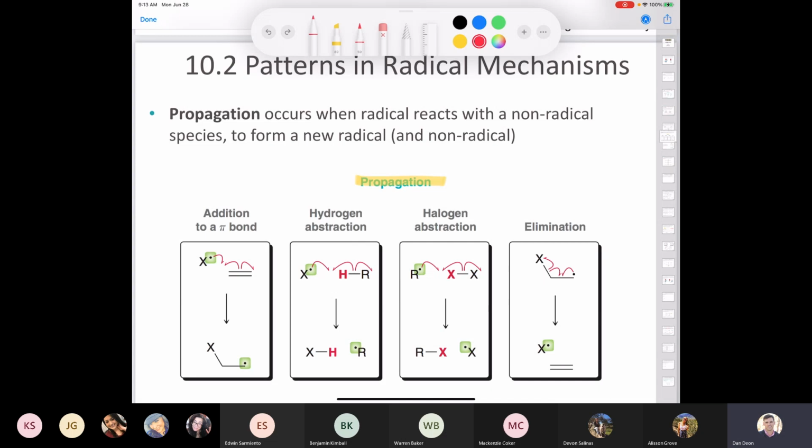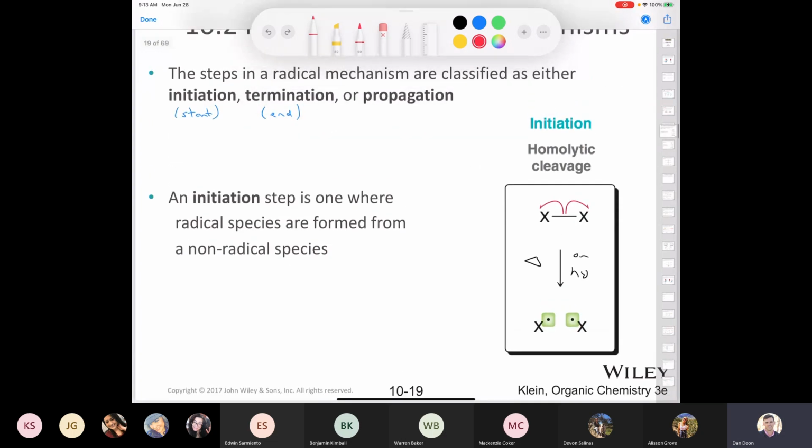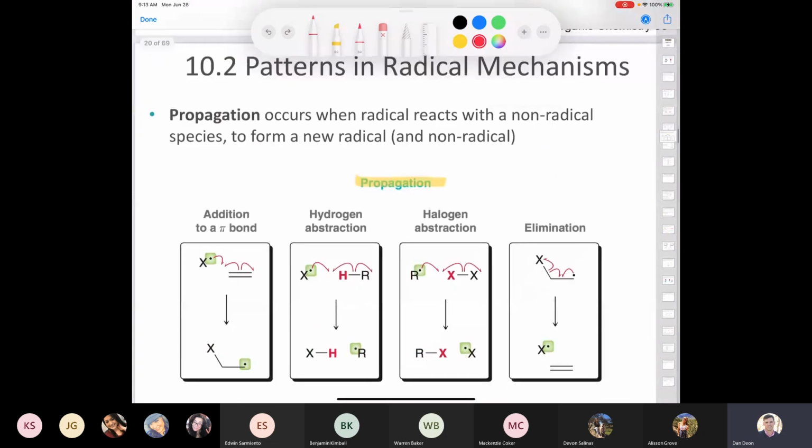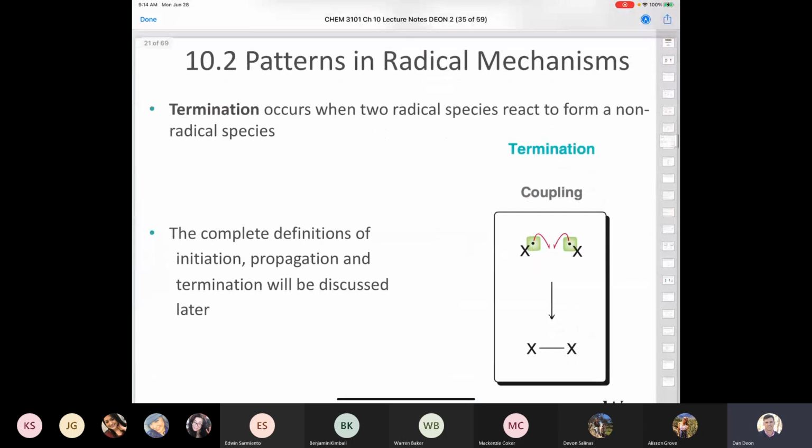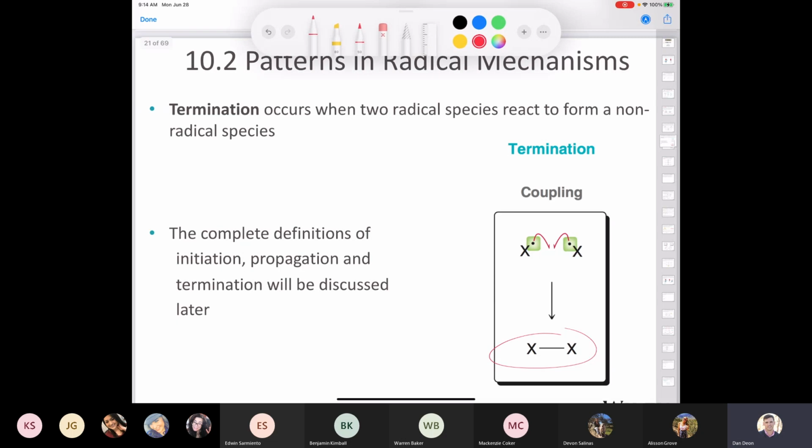Well, we got to cover the termination, don't we, right? Because I said there was initiation, that was the homolytic bond cleavage, there's propagation, and then there's termination. Termination occurs when 2 radicals come together to form a non-radical, okay? Termination is probably the fastest one to learn, because any 2 radicals can come together, and if they form a new sigma bond, you're done. Okay, you're toast. You've eliminated all the radicals, so the radical mechanism is over, right?